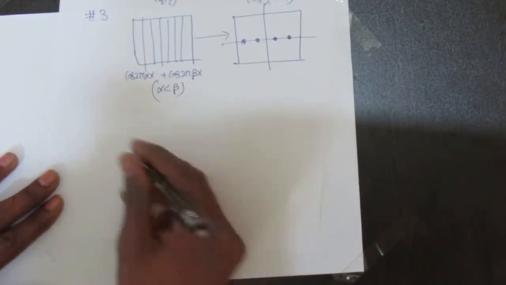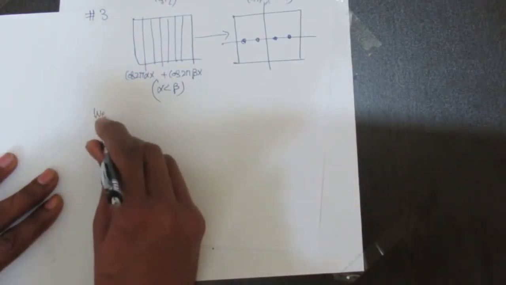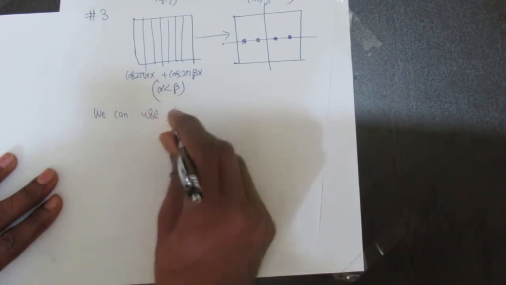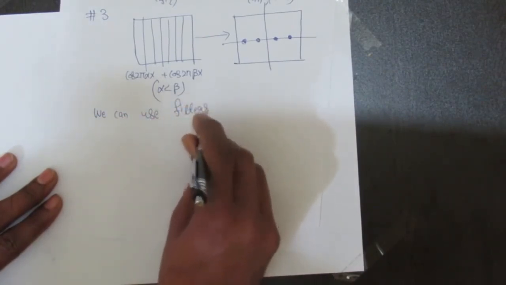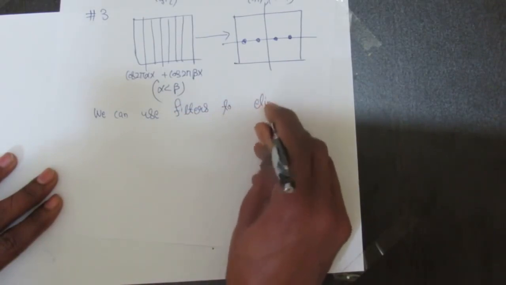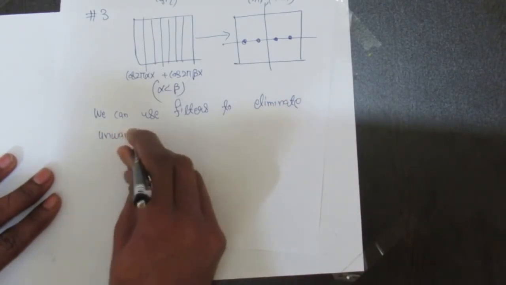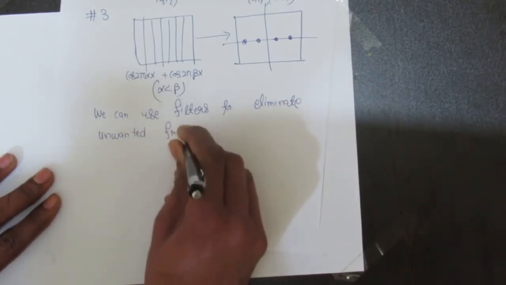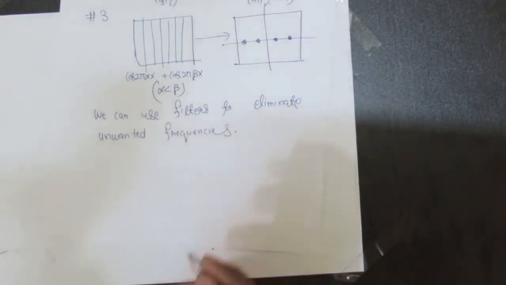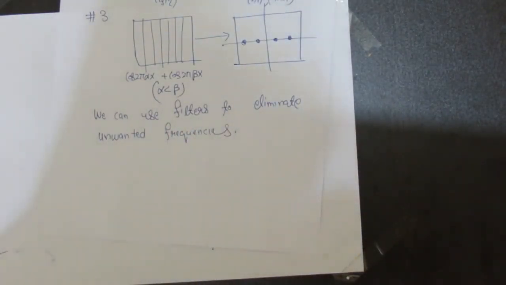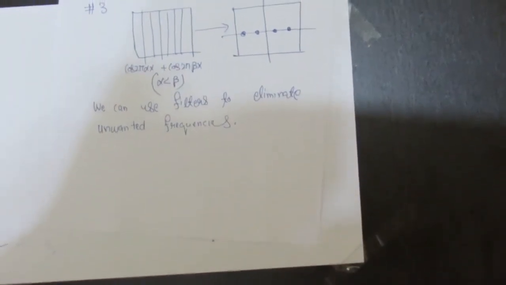Now, what we can do is that we can use filters to eliminate unwanted frequencies. So on the Fourier plane, we can use filters having a specified shape in order to filter out unwanted frequencies. So this can be done very easily. I'll just show you.